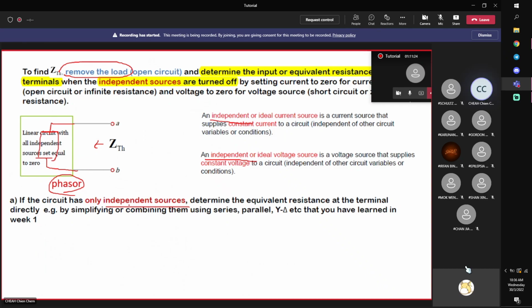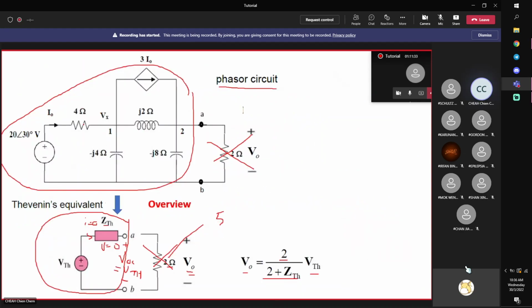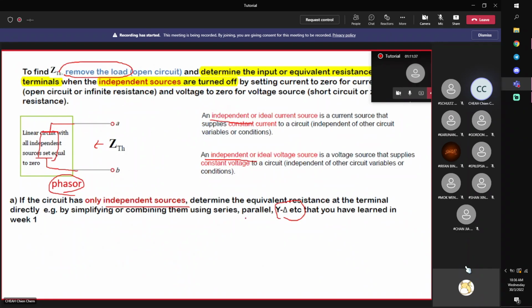Now take note, I see many students like to convert Y delta directly. Once they see something that looks like Y delta, they convert, but no need, right? Because you should always start with the simplest one, series parallel. If you can simplify series parallel, simplify. Only if you cannot simplify further because they are neither series nor parallel, then you use Y delta, right?